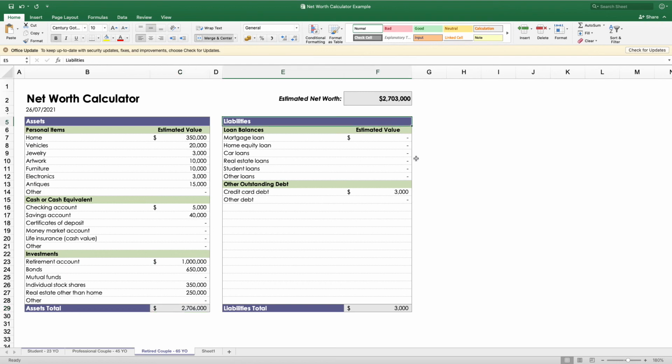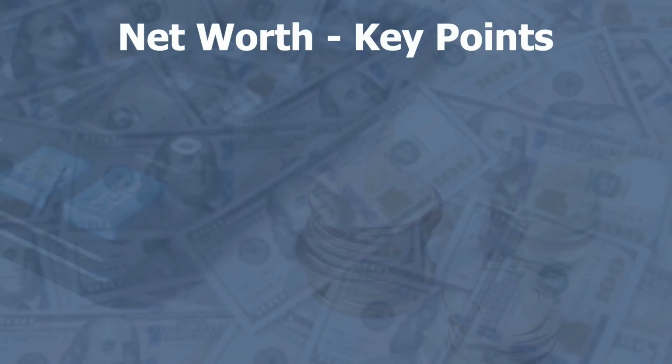And now this is the key point on the liability side, because now that they're in retirement, they've focused on removing pretty much all of their liabilities. So all you will see here is a small amount of credit card debt, which is just things that they use for shopping, to get bonus points and things like that, because that's one of the things that credit cards are good for. So you can see really minimal liabilities here, and their estimated net worth is $2,703,000.